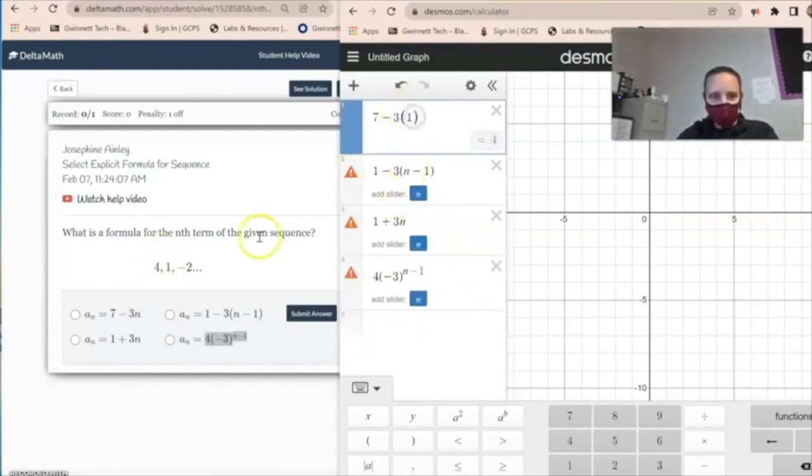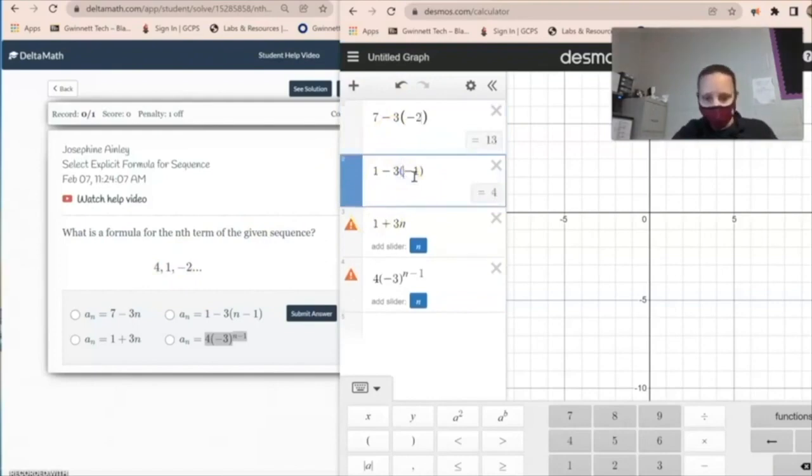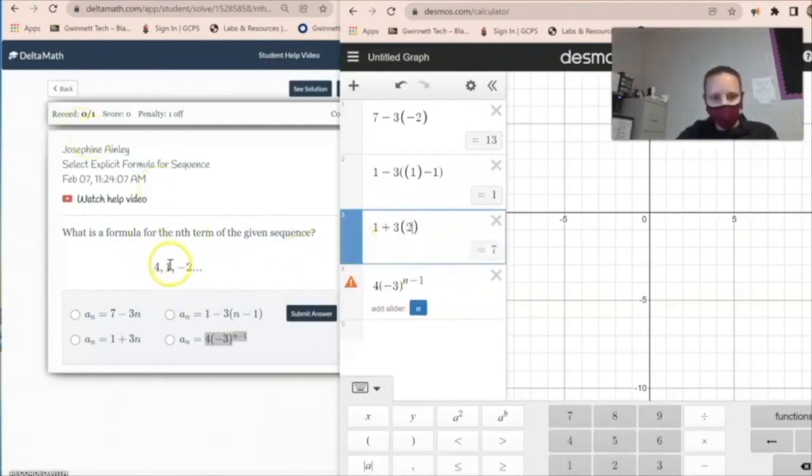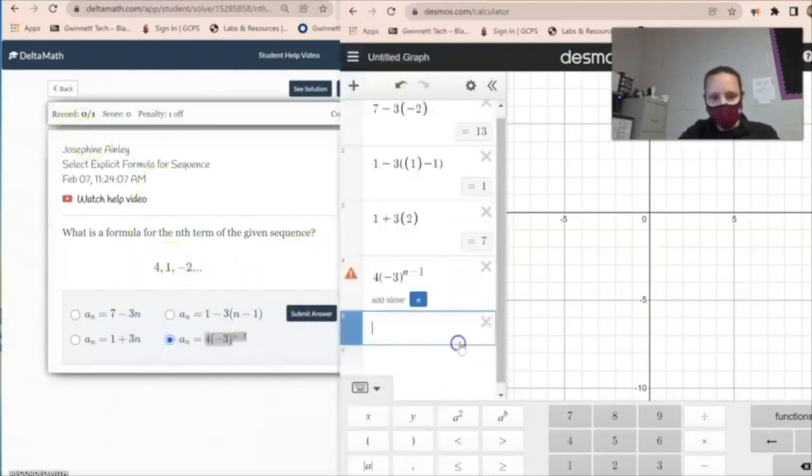All right, what about the second term? So if I put the second one, will I get 1? So if I put 2, do I get 1? I do. And if I put 3, do I get negative 2? I don't. Okay, so A is not the answer. So now I'm going to check B. Wherever I see N, put it in parentheses. I'm going to put the first term. Do I get 4? I don't, so it's not that one. I'm going to go to C, put parentheses for where N is. Put in 1, 2, and 3, and do I get these numbers? So 1, do I get 4? I do. 2, do I get... No, I need to get 1, not 7. So the answer must be this last one, but I'm going to check.